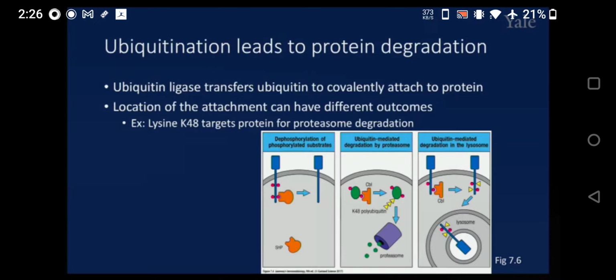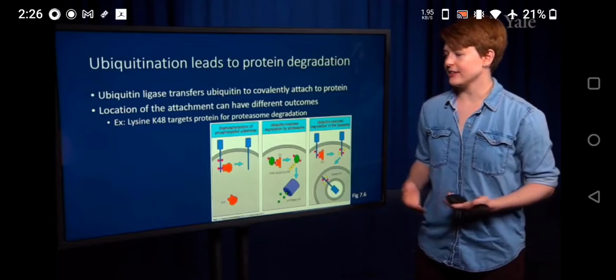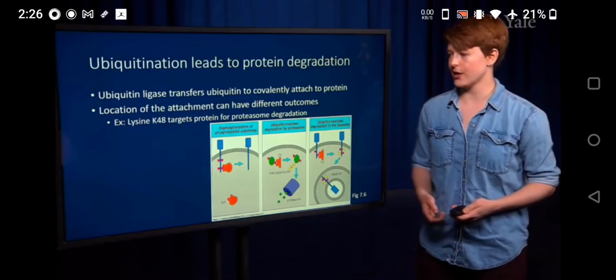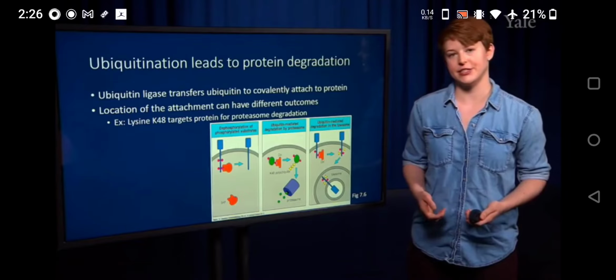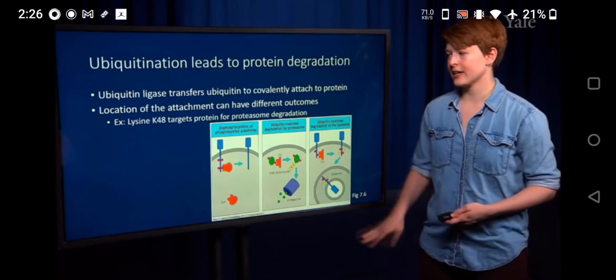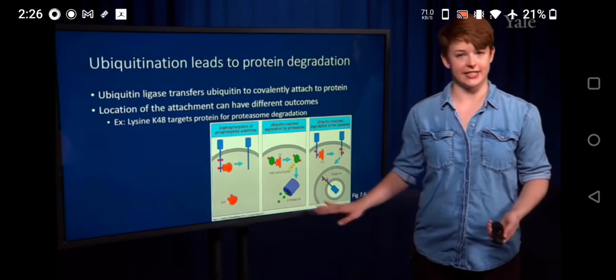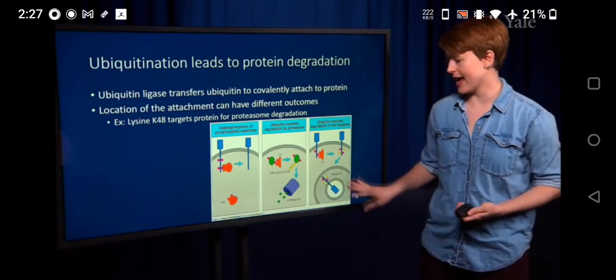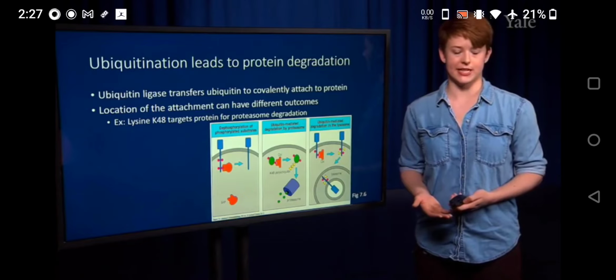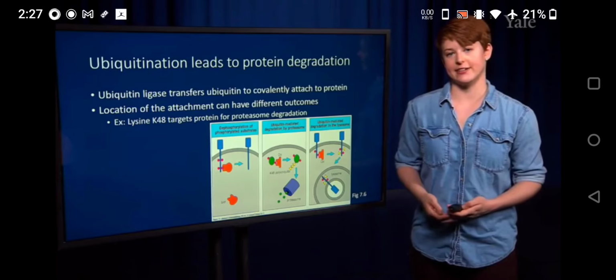The location of the attachment can actually have different outcomes. Ubiquitination to lysine number 48, or K48, targets this protein for degradation at the proteasome, whereas ubiquitination of membrane proteins can target them for degradation through the lysosome pathway.